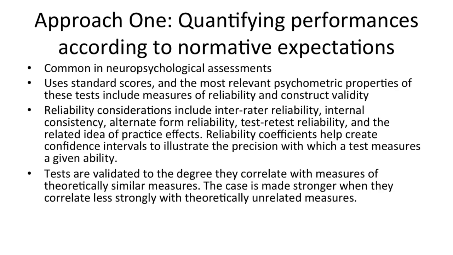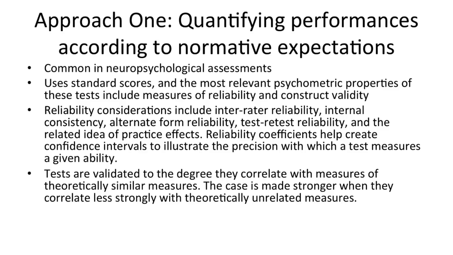Approach one. And this is very brief. Approach one is quantifying performances according to the normative expectations. Neuropsychology does this quite a bit. So you'll see scores expressed in terms of standard scores or T-scores or Z-scores. It's all really the same thing, just how far do people deviate from the norm.